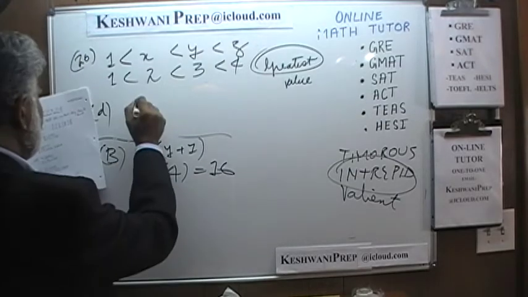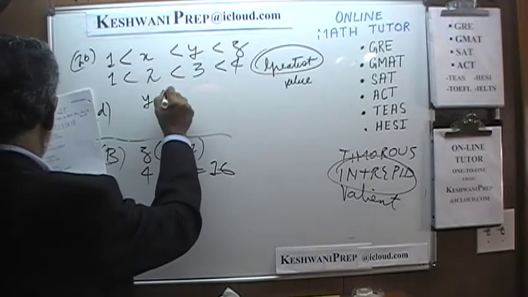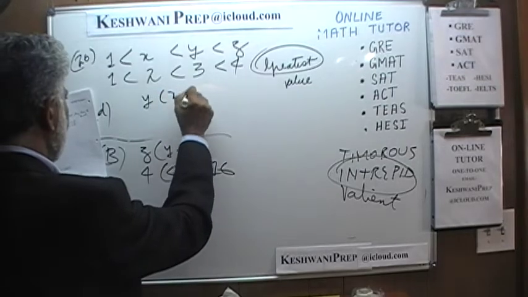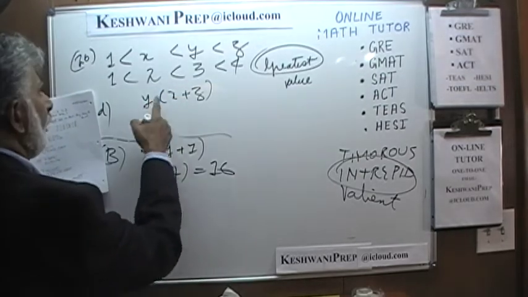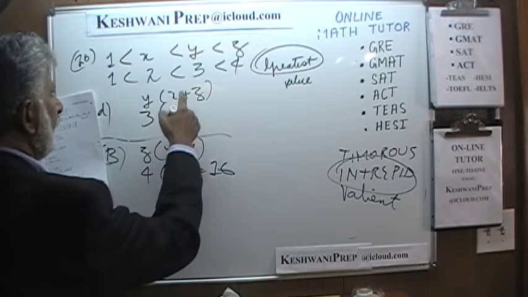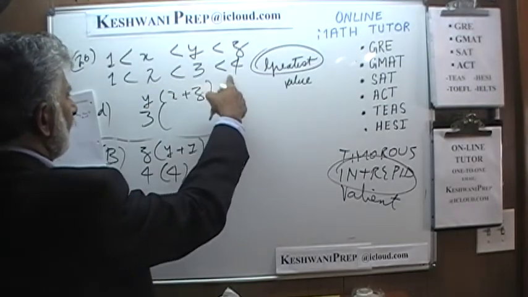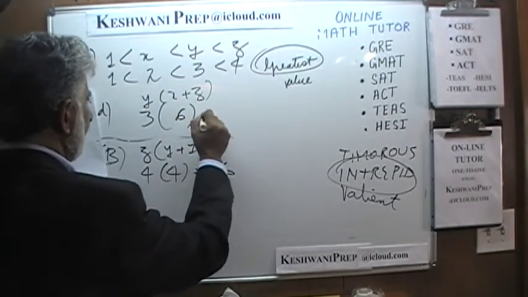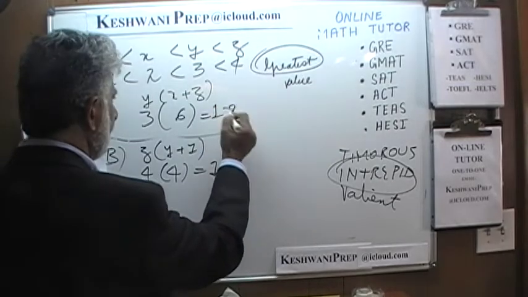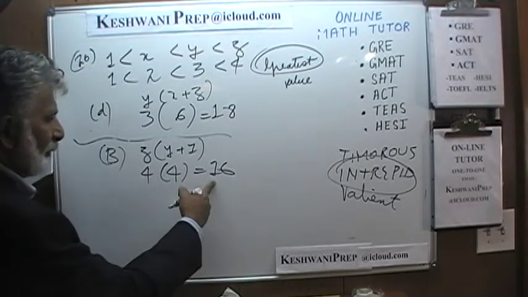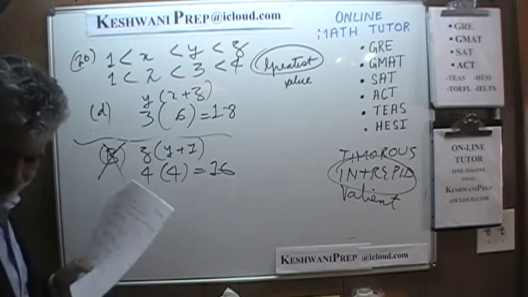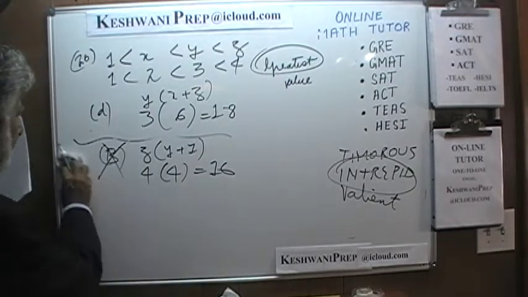D says y times x plus z. y is 3, x plus z, 2 plus 4, is 6, so 3 times 6 is 18. Oh, what do you know? 18, that is more than 16. B is gone. B is not the answer.